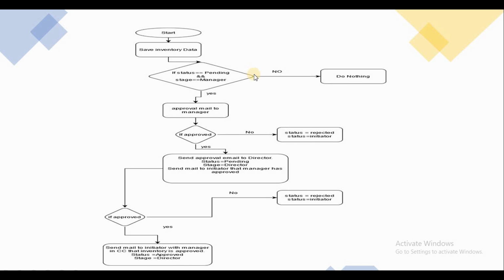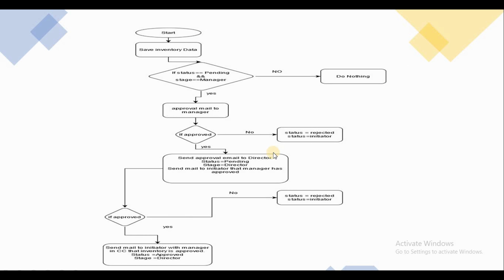If the manager rejects, then the status will be rejected and the stage will be manager only, so that the initiator could know from which stage it has been rejected. And if the director rejects, then the status will be rejected and the stage would be director. So this workflow we will be implementing in this video.